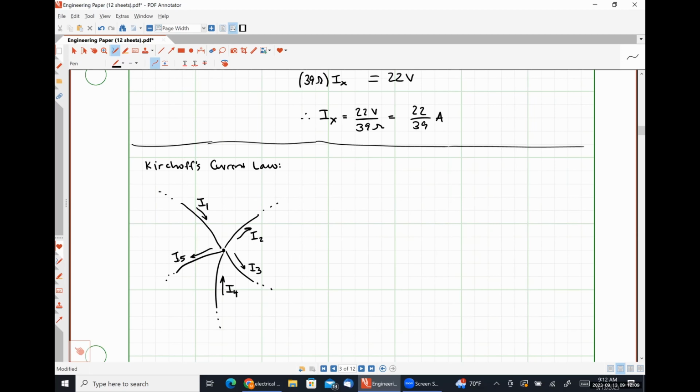So our first formulation for Kirchhoff's current law is probably the one that you guys are the most familiar with, which states that the sum of the currents entering a node must equal the sum of the currents exiting a node.